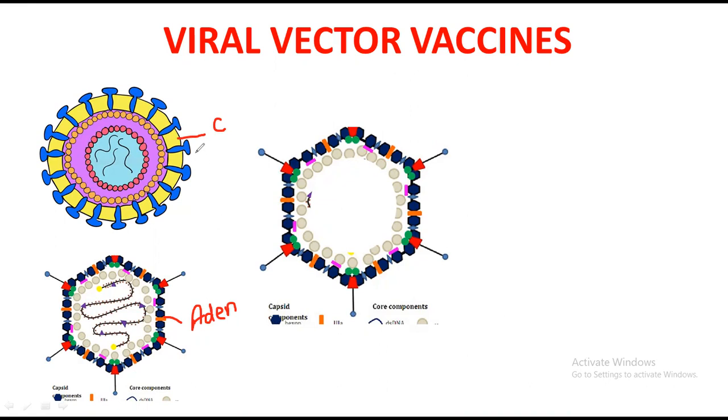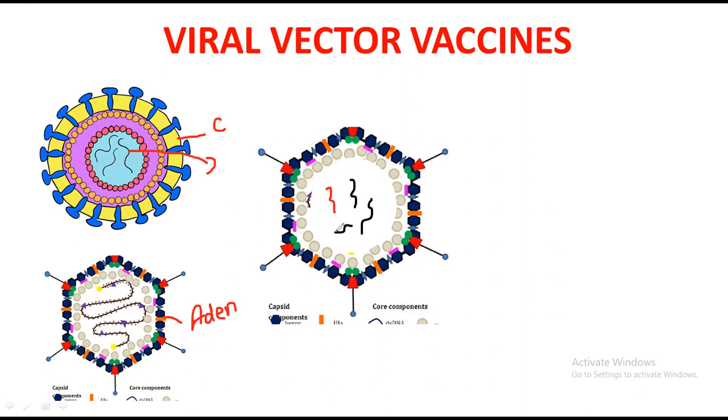So what they do is take out the DNA from the adenovirus. Just look here, they have taken out the DNA of it. After that, they also take out the RNA from the coronavirus and inject this RNA into this adenovirus. Just look here, if I mention it here, or change the color. Okay, so this black color is the RNA of the coronavirus.